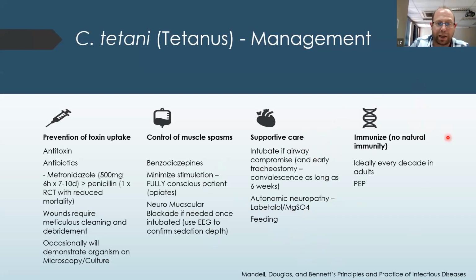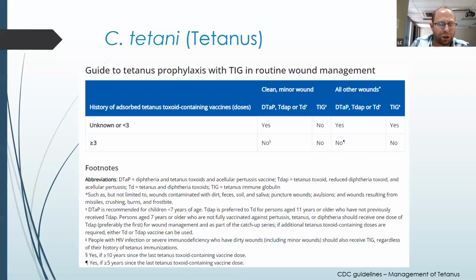and immunize the patient towards the end of their illness, ideally every decade in adults, and certainly post-exposure prophylaxis, and in these patients, because there's no natural immunity, to immunize them. Again, I'm not sure if we have access to it locally, but certainly the CDC guidelines promote the tetanus immunoglobulin in routine wound management in patients where you have an unknown or less than 3 previous doses of tetanus and they've had a significant wound.